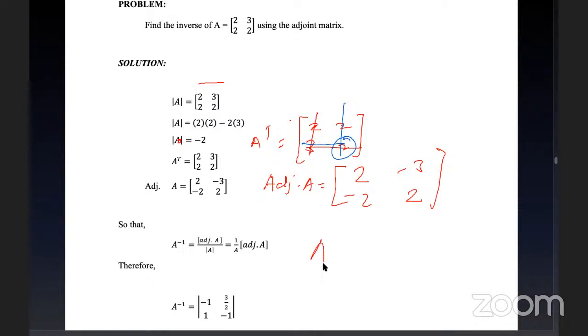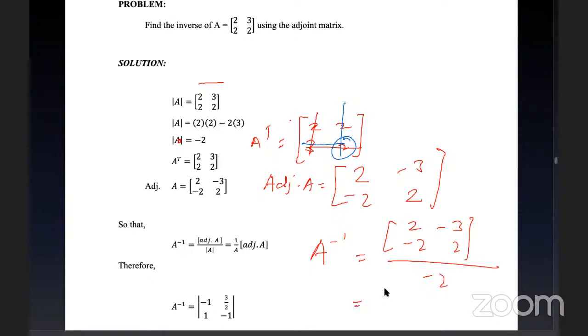Para makuha yung inverse, so basically, yung value ni adjoint, divide lang natin dun sa determinant. So 2, negative 3, negative 2, 2. Ayan, so negative 2. So as it's scalar to, no? Or negative 1/2. Multiply mo in each element.